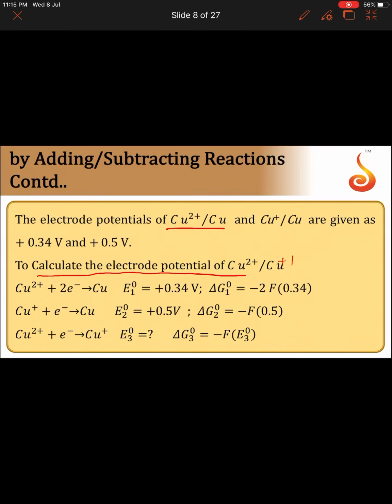First, the reaction here can take place in different ways. One is a direct step, another one is a two-step, or multiple step, reaction. Here, first, the direct step. When Cu²⁺ undergoes direct reduction, the E0 value here is +0.34. It is a direct step.